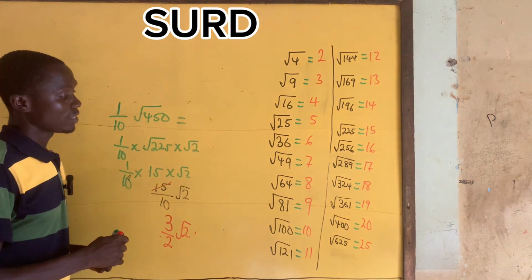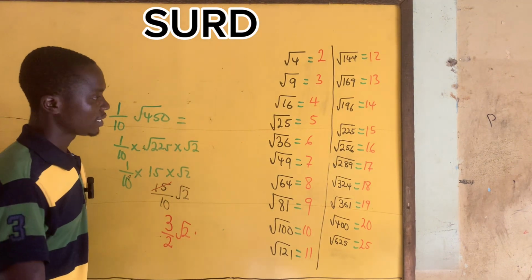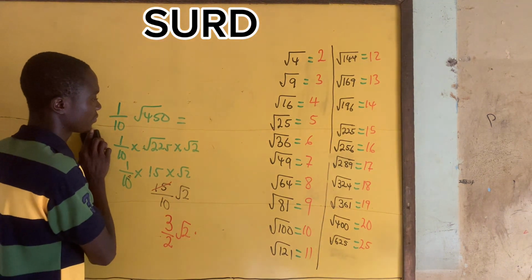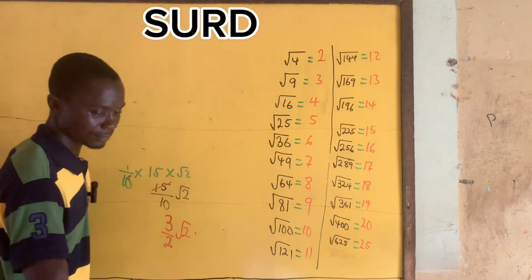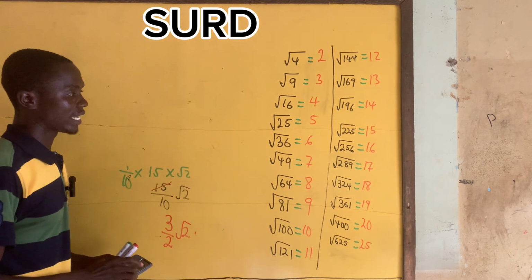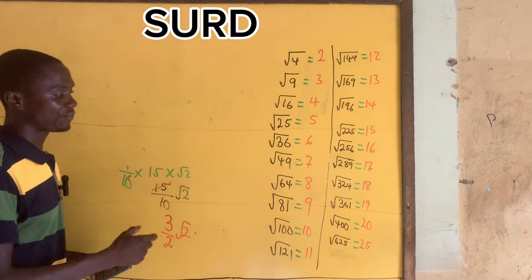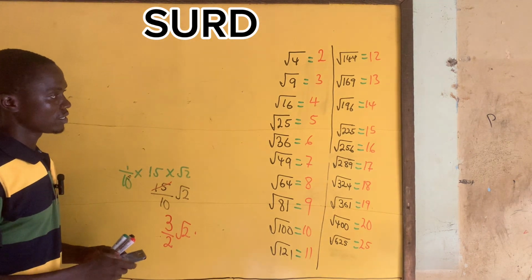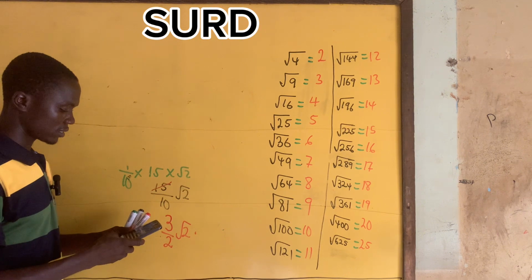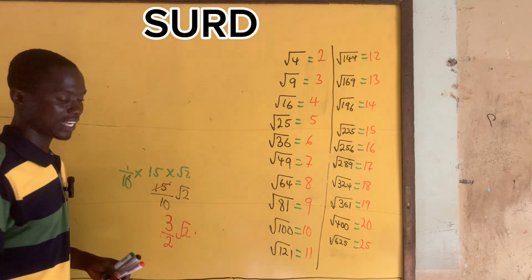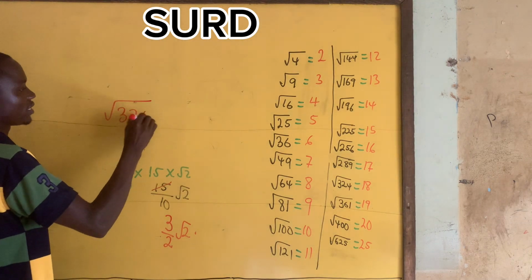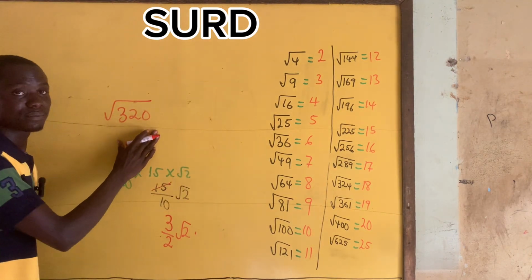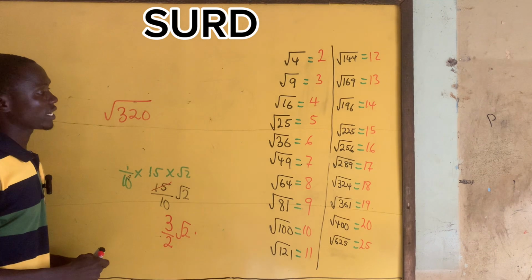Okay. Now, let us see. I'm going to do a quick multiplication on my calculator. Without using a calculator, find the perfect square that I used. So this is 320. Square root of 320. What perfect square can divide this? What perfect square can divide this?